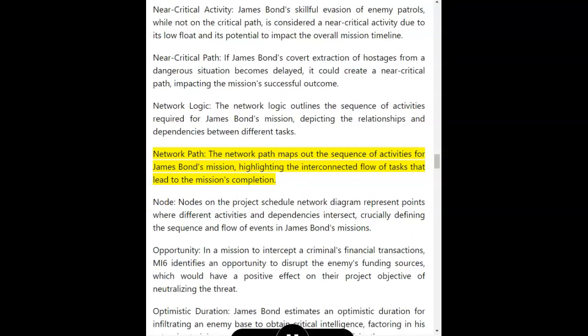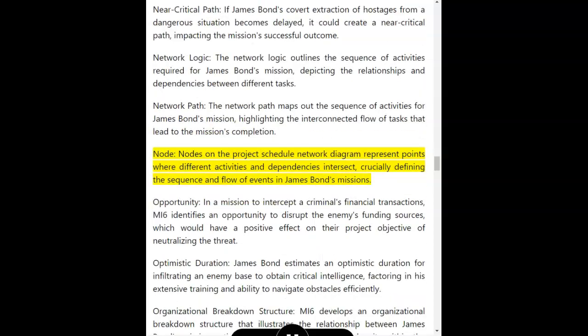Network path. The network path maps out the sequence of activities for James Bond's mission, highlighting the interconnected flow of tasks that lead to the mission's completion. Node. Nodes on the project schedule network diagram represent points where different activities and dependencies intersect, crucially defining the sequence and flow of events in James Bond's missions.